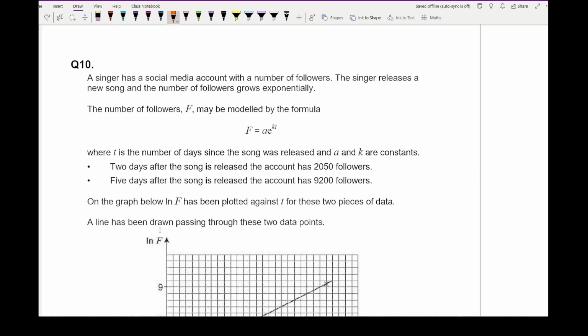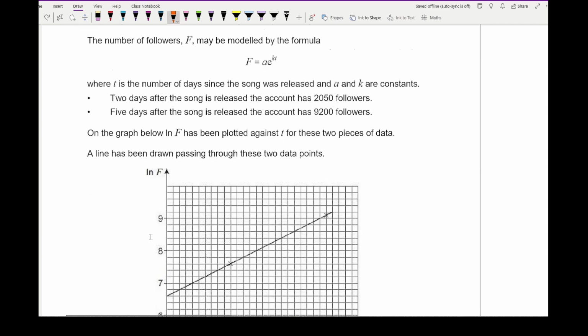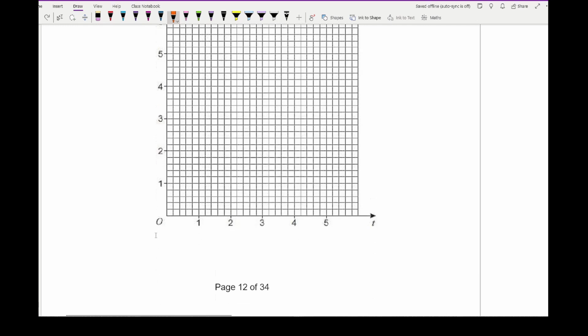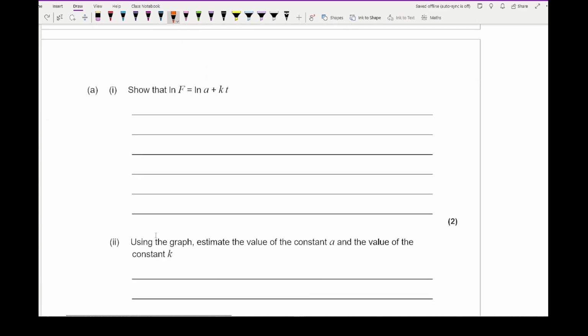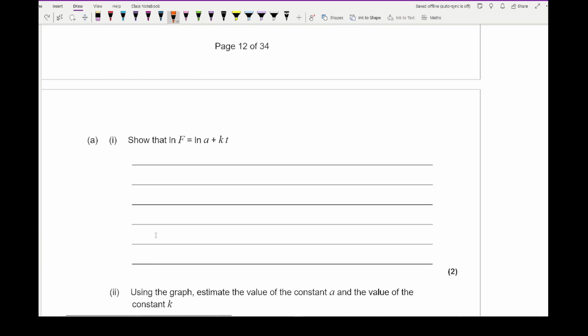On the graph below, ln f has been plotted against t for these two pieces of data. A line has been drawn passing through these two data points, in which we've got this here. Now the question is asking us to show that ln f equals ln a plus kt.